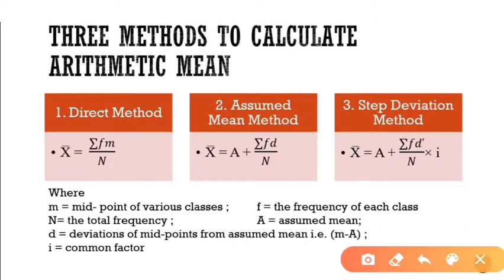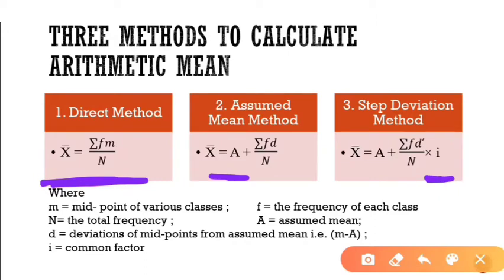So the formula for the direct method is x bar equals summation fm upon capital N, where f is the frequency of each class, m is the midpoint of various classes, and N is the sum of frequencies. In the assumed mean method, we are introduced to a term called capital A, that is the assumed mean. We have to assume any mean from the midpoints. And in the step deviation method, one more term comes, that is small i. This small i is the common factor of the class intervals.